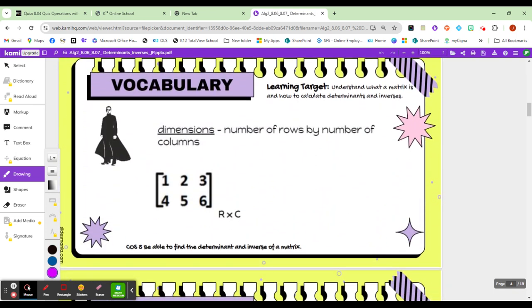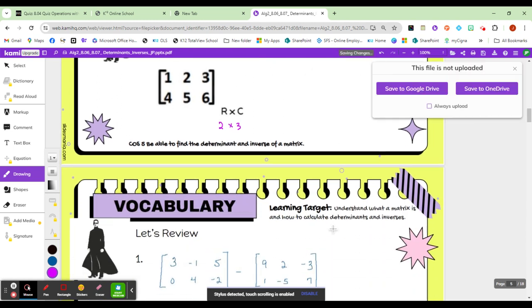So we got dimensions, numbers of rows by numbers of columns. Just a reminder that when we look at a matrix, we give the dimensions by the number of rows and the number of columns. So this matrix has 2 rows and it has 3 columns. So that's always going to be something important.